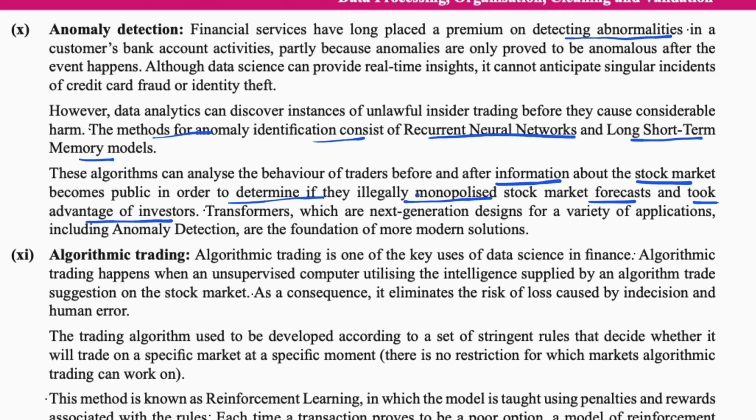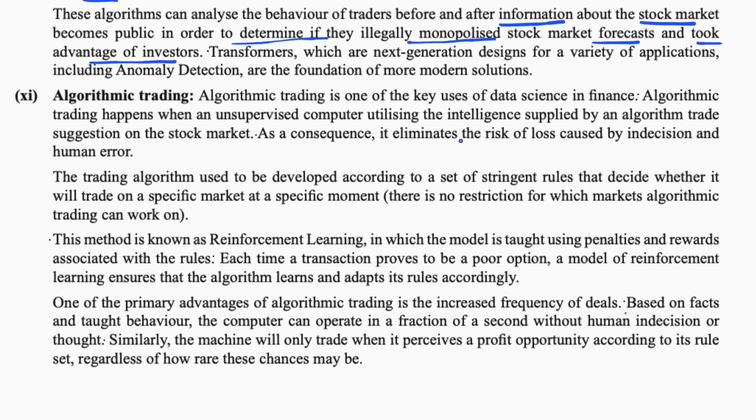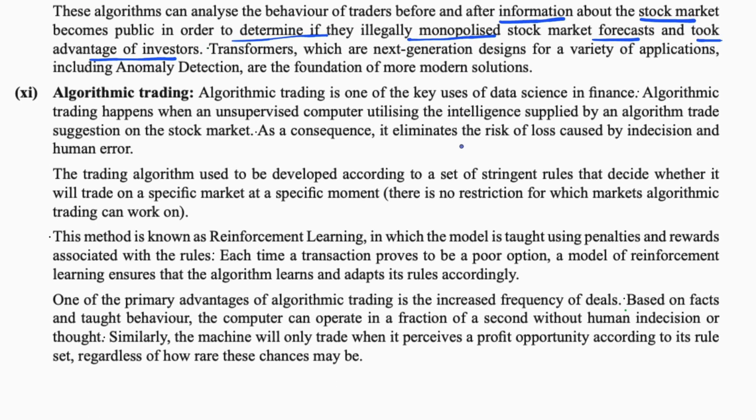Let's understand it in this way. While fraud detection protects individual accounts, anomaly detection protects the whole market. Advanced AI models like recurrent neural networks look at the behavior of stock traders. If a trader buys massive shares right before a company announces big profits, the system catches them for potential insider trading. I hope you all are aware of the insider trading concept. If not, you will be covering the same in your law paper.